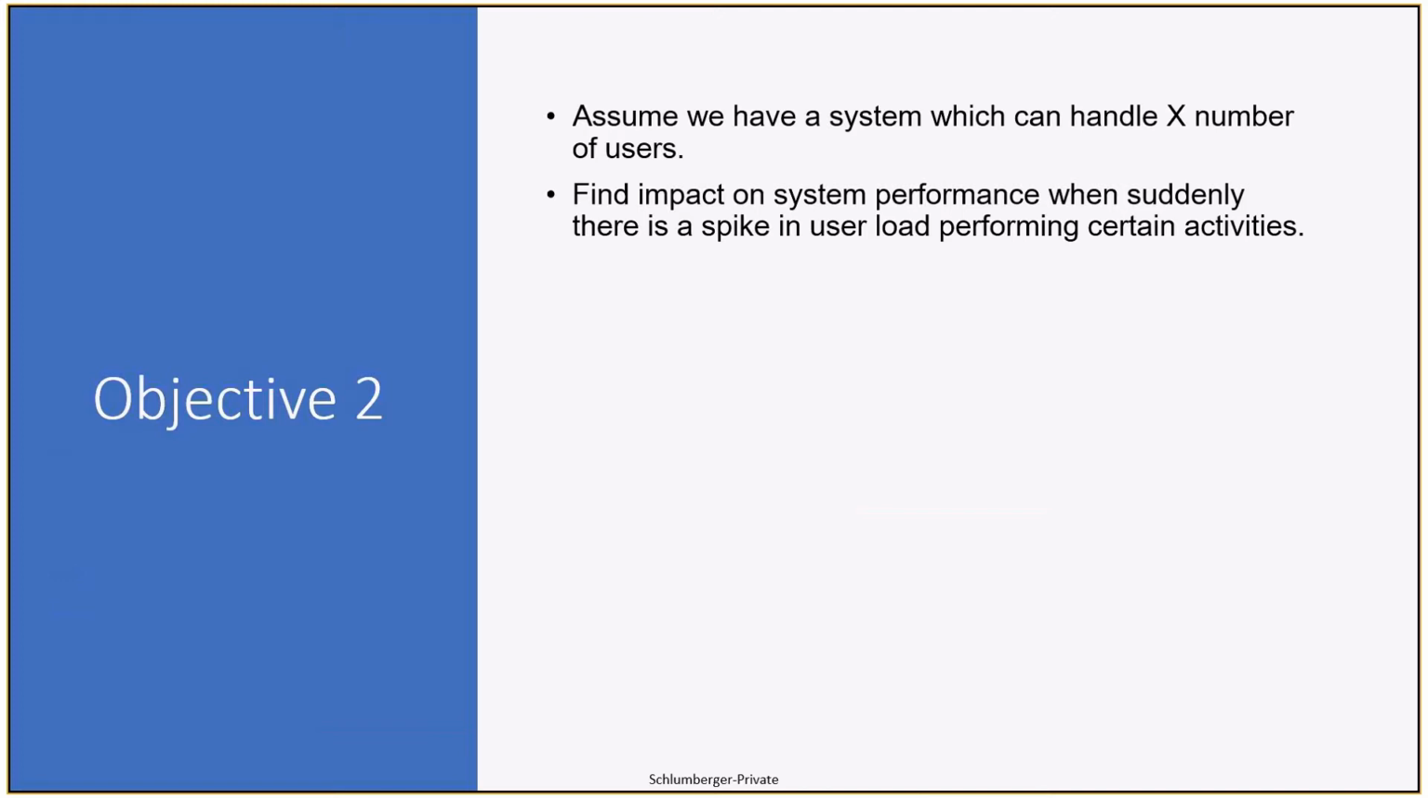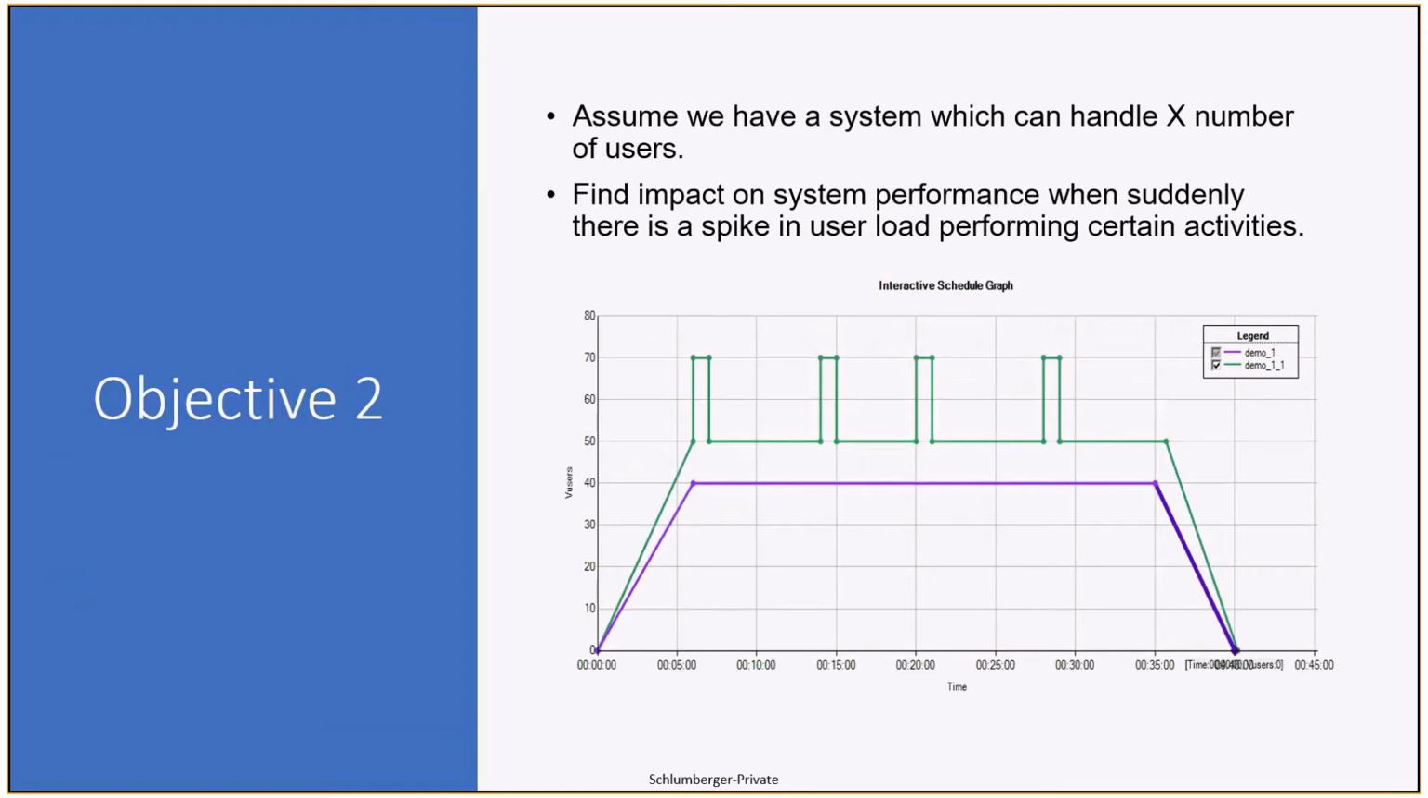Assume we have a system which can handle X number of users, and now we want to find the impact on the system when suddenly there is a spike in user load performing certain activities. So for example, let's say we have two scripts. One purple line shows one script and green line shows another script performing different activities. So let's have a real world scenario where one activity is running with a normal load, whereas for the second script we are having a sudden spike in user load.